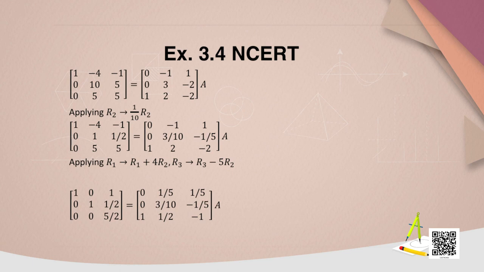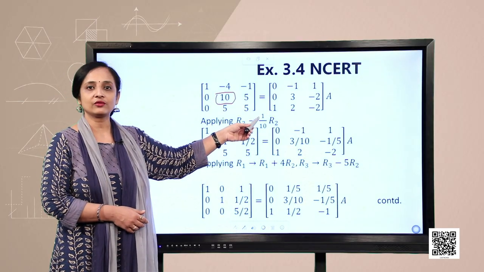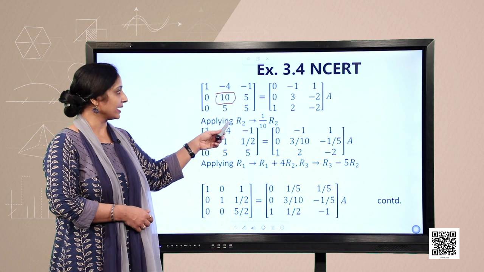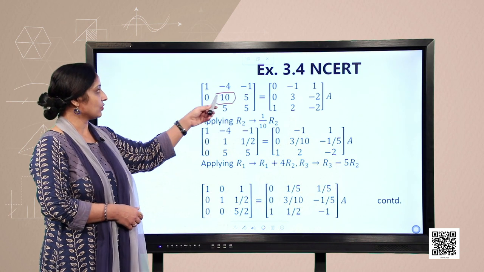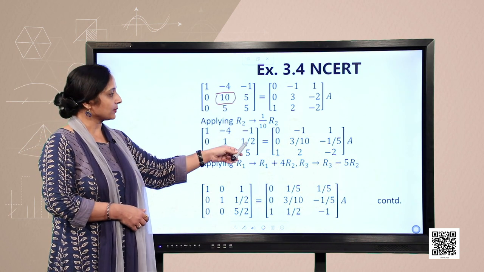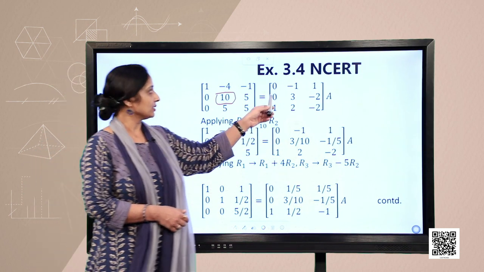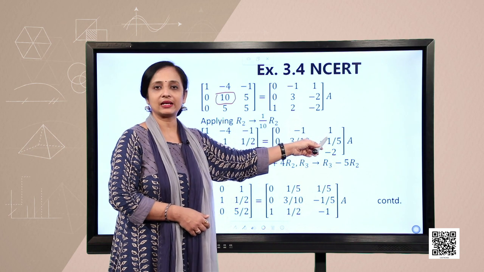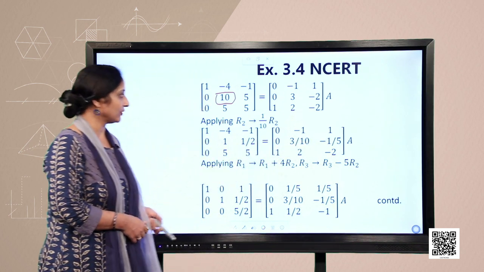So now, what is the next step? Make this element A22 as 1. For that, we are going to divide R2 on both the sides by 10. So this becomes 0 only, this becomes 1. 5 by 10 will give you 1 by 2. The same is happening here, 0, 3 by 10, minus 2 by 10. That will give you minus 1 by 5.